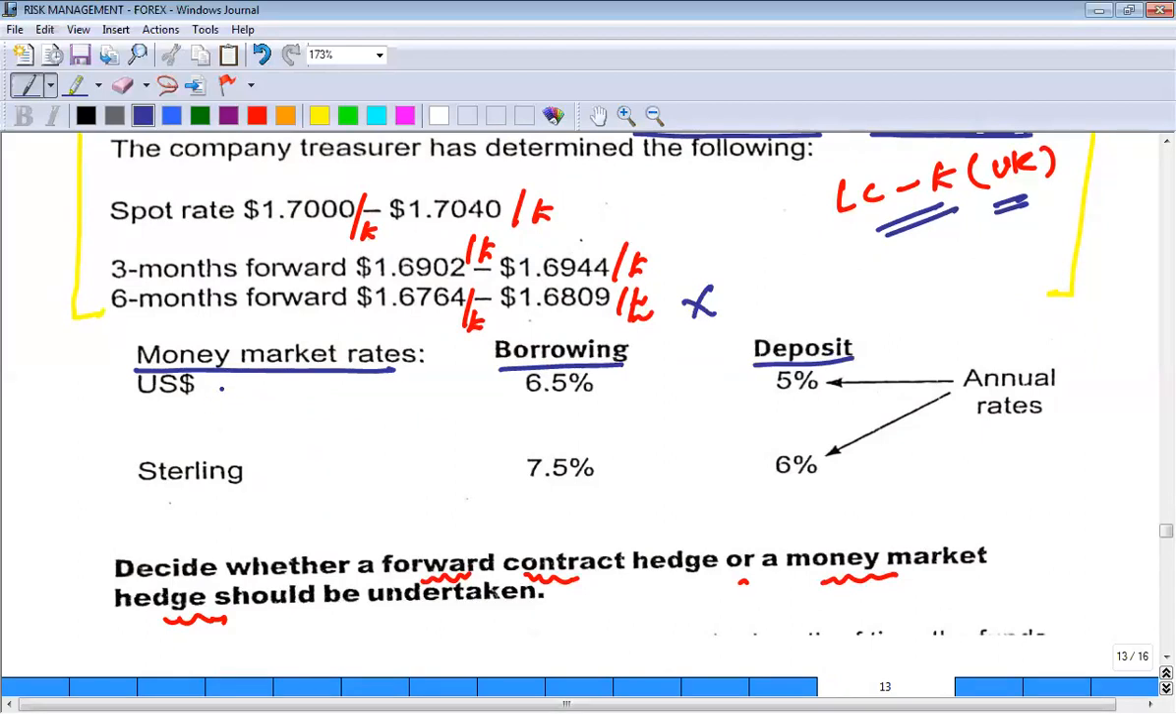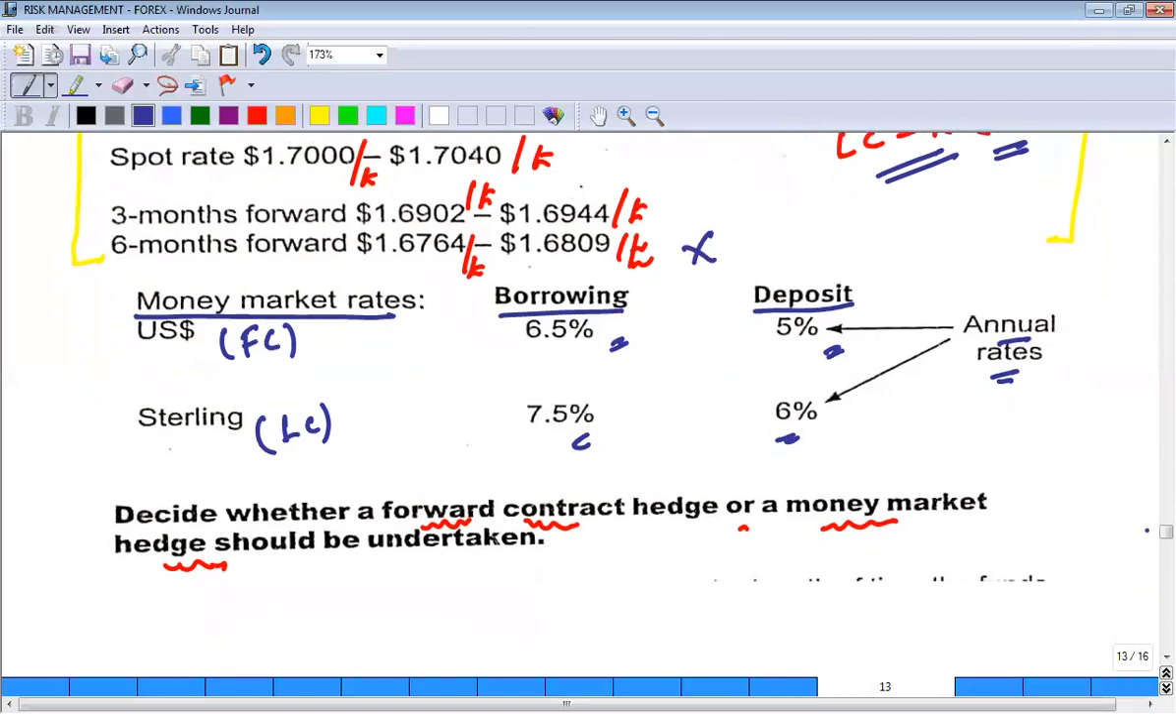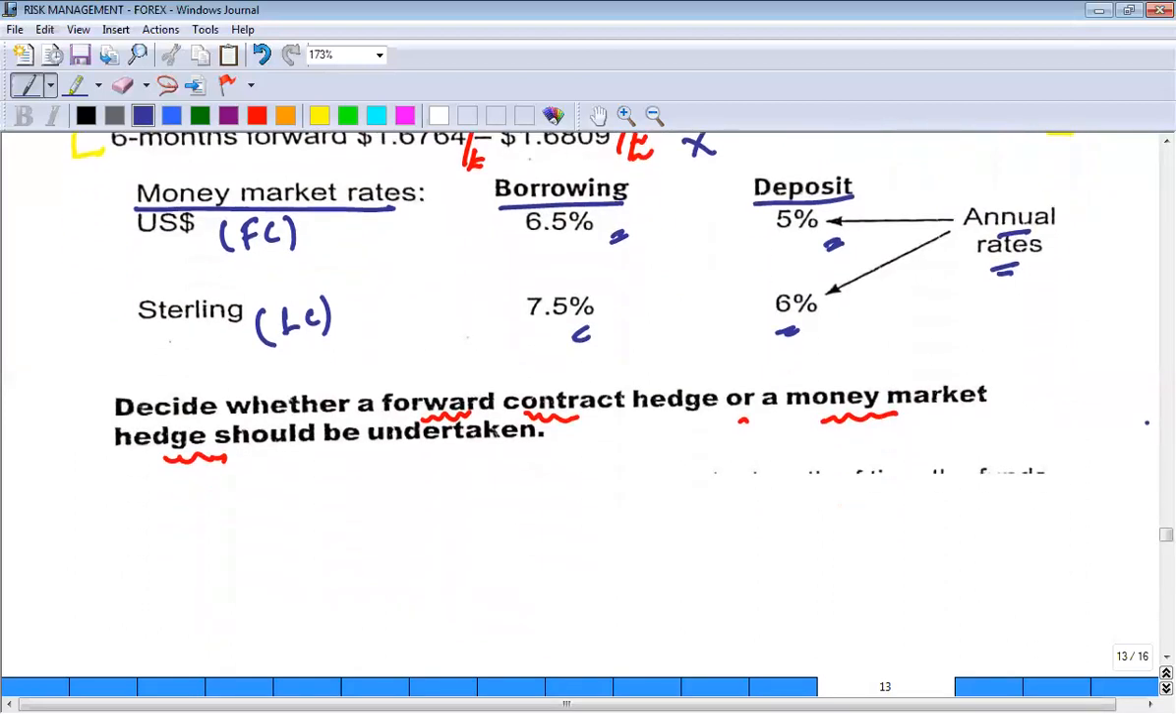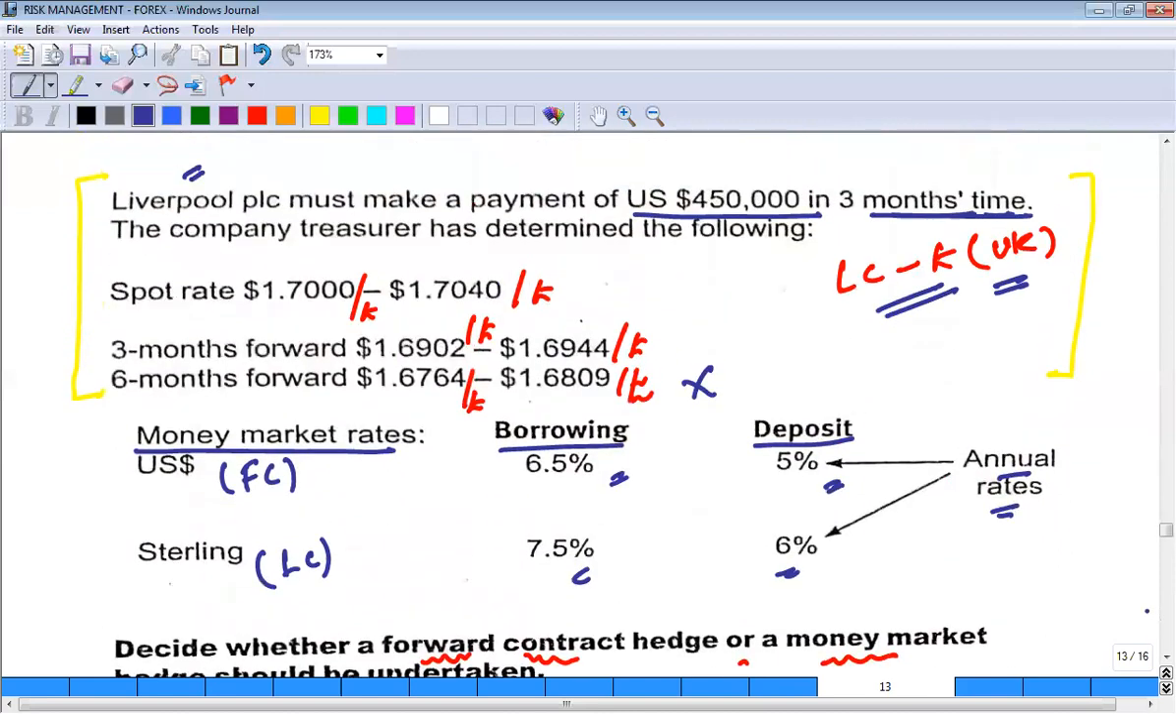Here the US dollar is foreign currency, sterling is local. It means foreign currency borrowing rate, foreign currency deposit rate, local currency borrowing rate, local currency deposit rate. There are 4 rates, but we need 2 rates. And mention that these rates are annual here. It may be 6 months or 3 months, but these are annual rates. Decide whether a forward contract hedge or money market hedge should be undertaken.